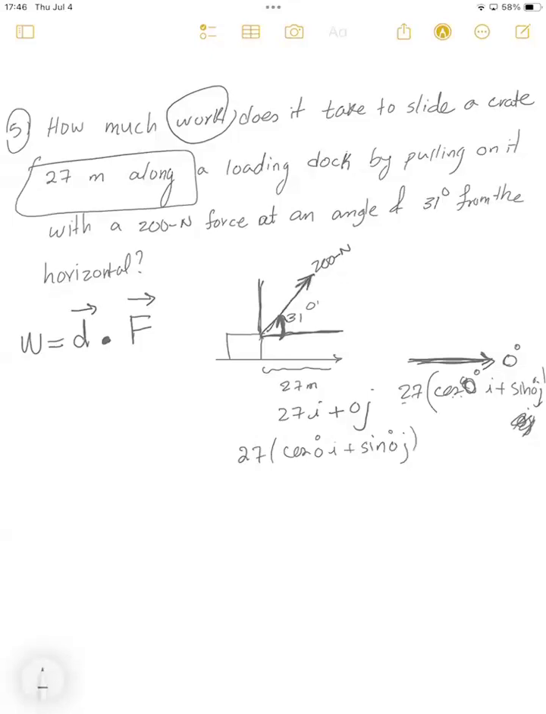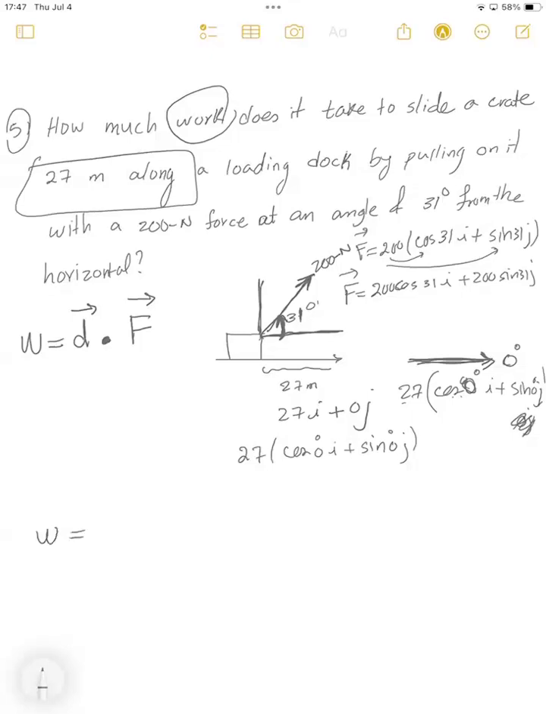Then we have the force vector. The force vector has this angle of 31 degrees from horizon, and the magnitude is 200. So again, we have 200, that's the magnitude, cosine of 31 i plus sine of 31 j. That's how this is the force vector. I'm going to distribute this 200 and write it like this, 200 cosine of 31 i plus 200 sine of 31 j. That is my force vector. So now I just have to take the dot product.